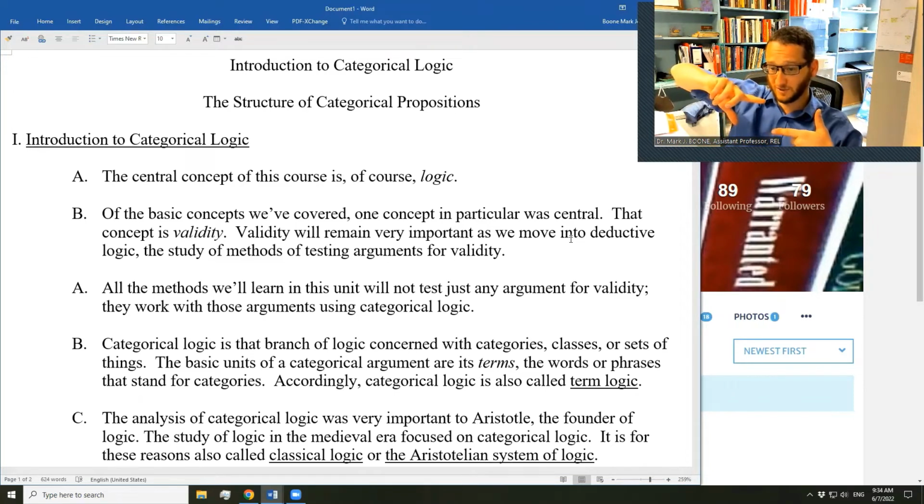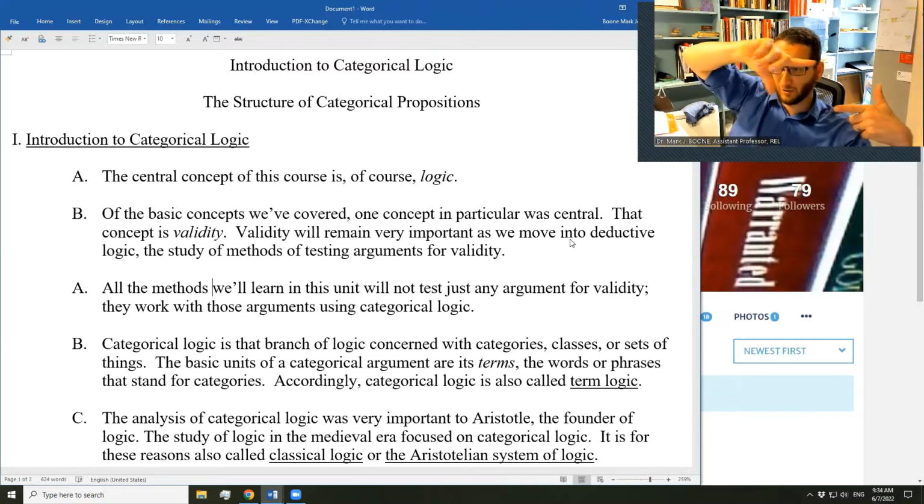In inductive logic, we're concerned with ways of figuring out whether the premises of an argument make their conclusion probable but not certain. In deductive logic, we're concerned with tests for validity, with tests for knowing whether the premises of an argument make the conclusion 100% certain, assuming the premises are also true. And deductive logic has those two basic approaches, categorical logic and statement logic.